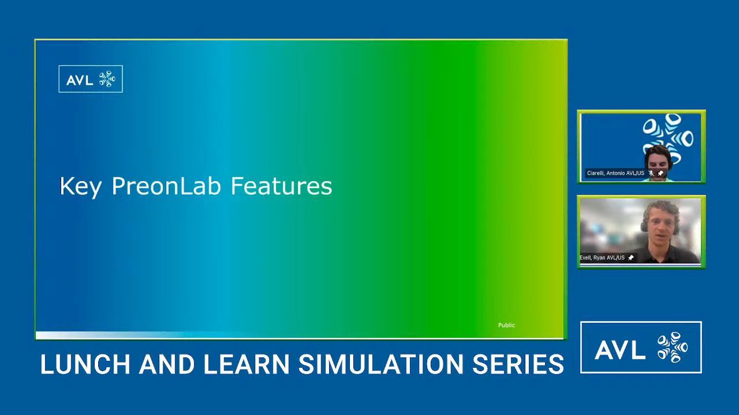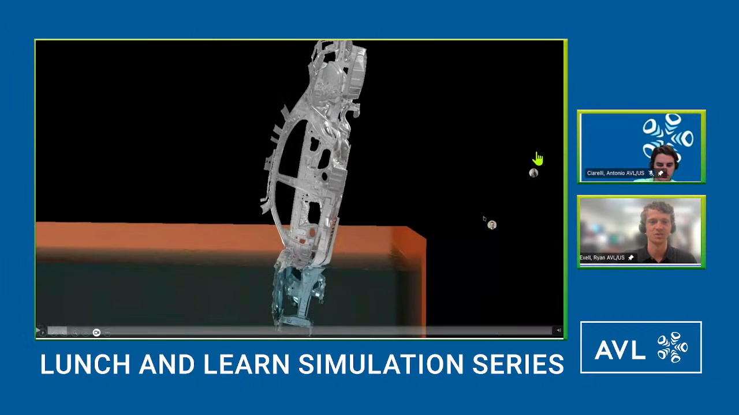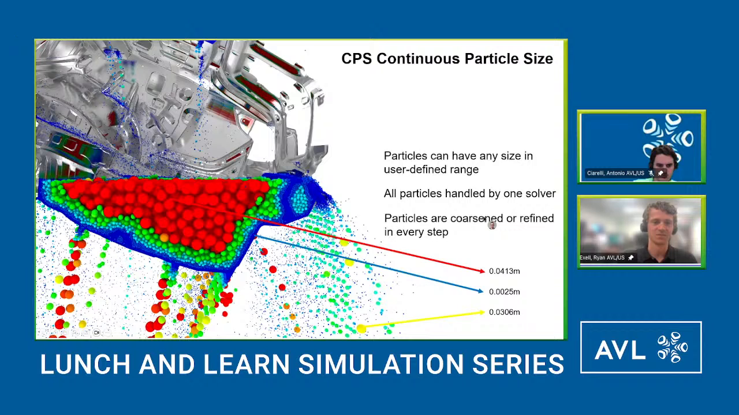One key feature in PreonLab that can help drastically improve your simulation times is CPS, or continuous particle size. With this feature, particles can take on any size within the user-defined range. This is accomplished all with a single solver that allows for particles to be coarsened or refined every step. This setup can really help keep performance results accurate while keeping simulation times as fast as possible.